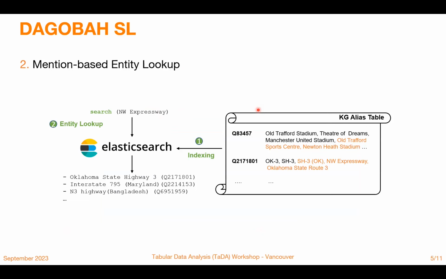Second step is about candidate generation. We use a mention-based entity lookup to find a number of entity candidates for the elements in the table. Our lookup is based on an alias table of the knowledge graph, and is conducted using Elasticsearch.